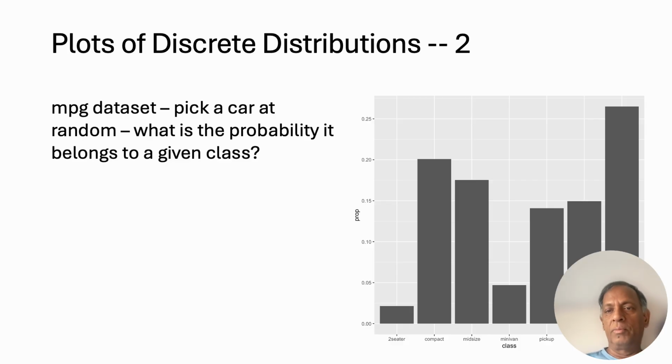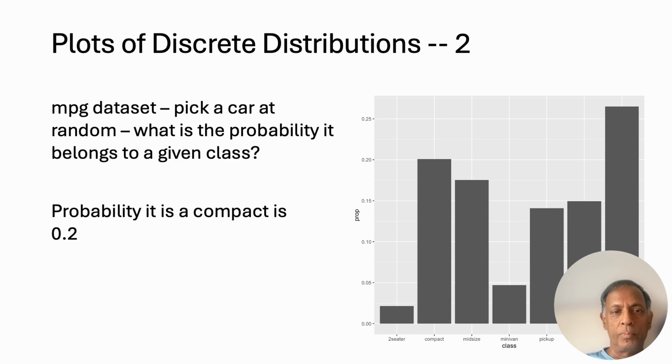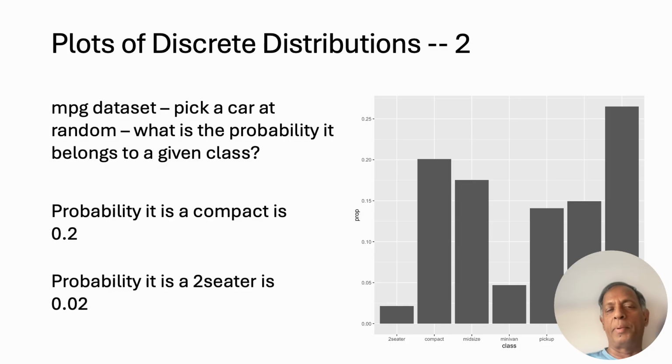Given this, we could say the probability that the car is compact is about 0.2. This bar is compact and its height is about 0.2, which means 1/5 of the cars in the entire data set are compacts. So if I pick a car at random, there is a 0.2 probability, or a 20% probability, that it's compact. Similarly, the probability that the car I picked is a two-seater is only 0.02. That's the approximate height of the bar for two-seaters. Okay, so that's what we are seeing here.